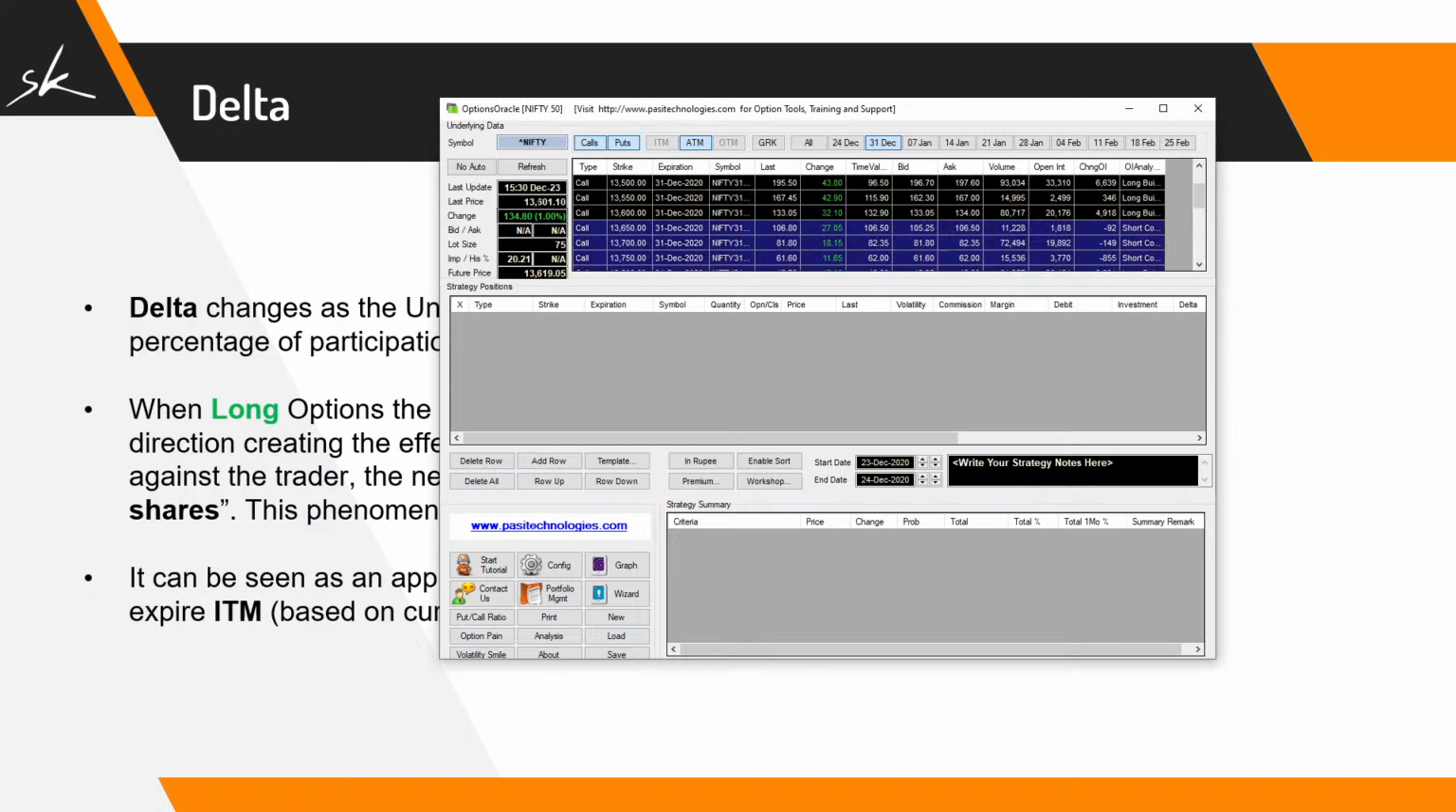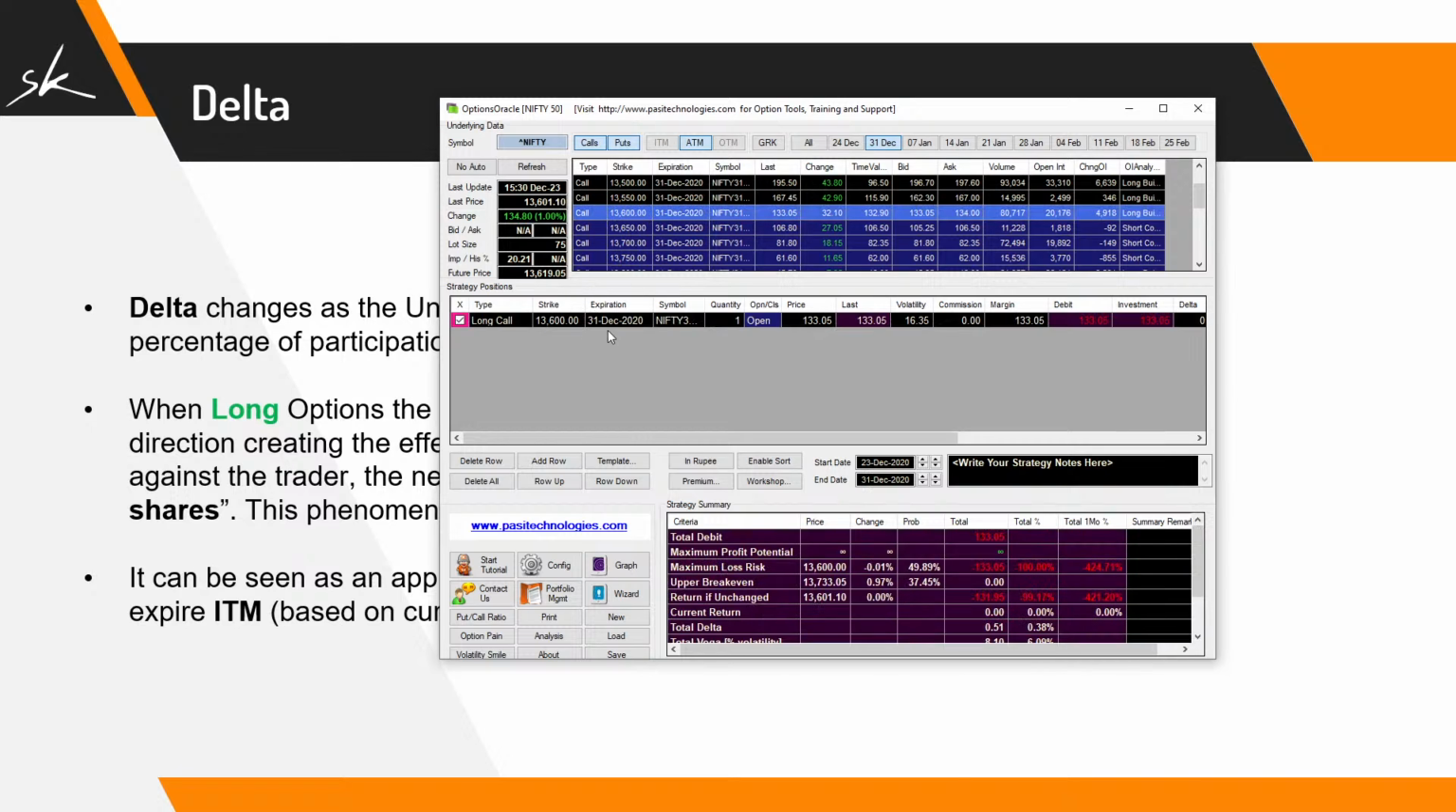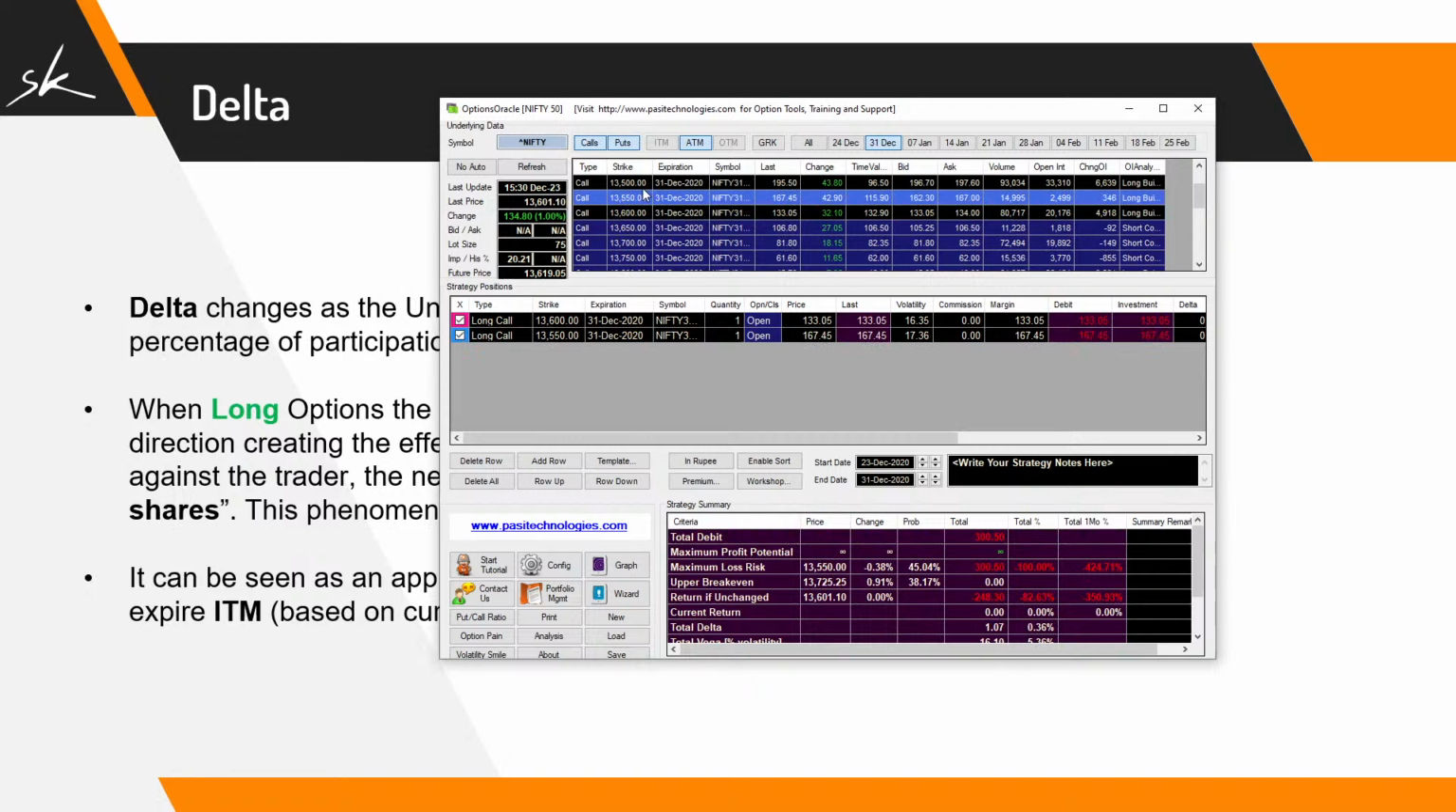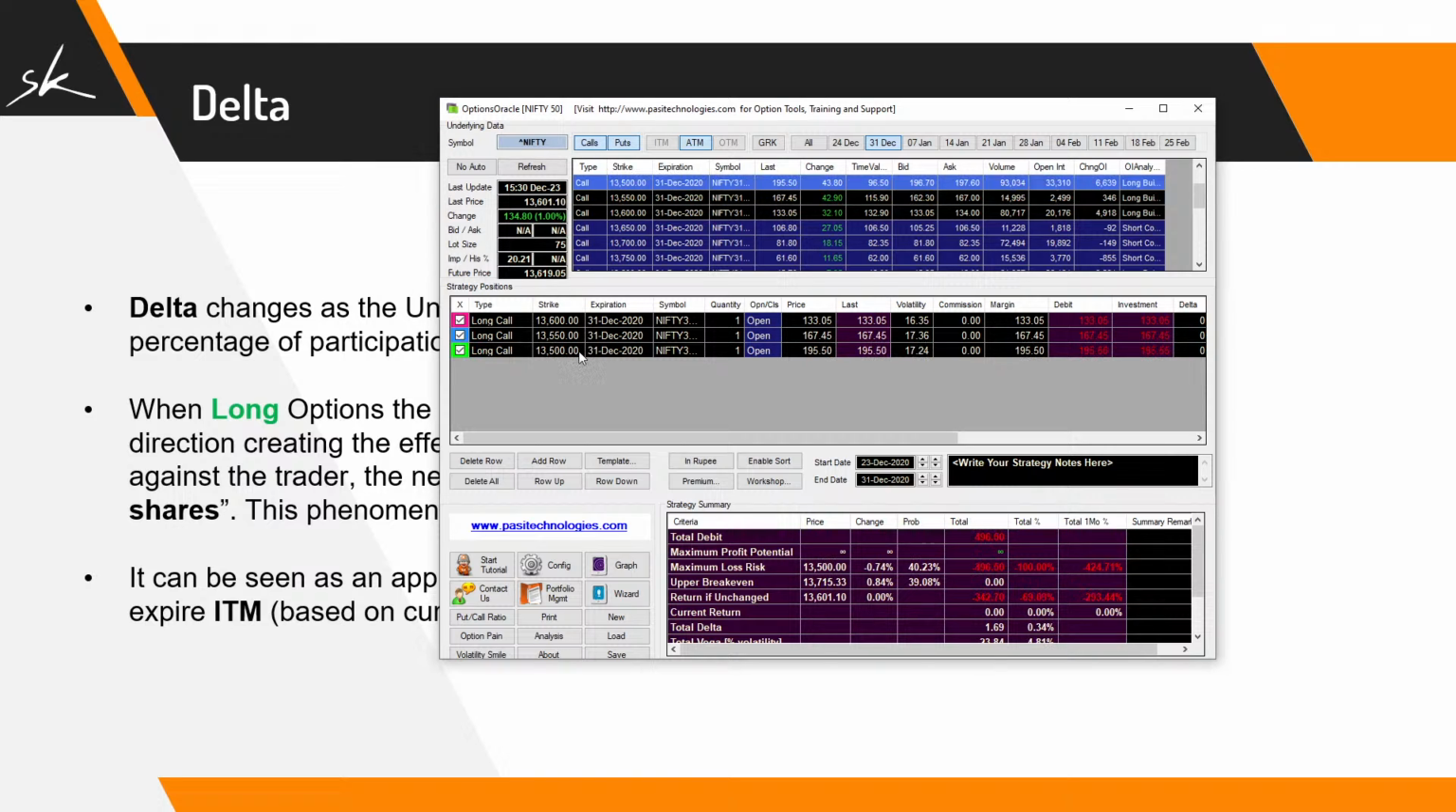Right? I'll take the at the money call. You can see the last traded price is 13,600, so the at the money call will be 13,600. Now, if we are talking about in the money, 13,500 will be in the money, 13,550. 500 will be more in the money, and if I take 450, it will be even more in the money.